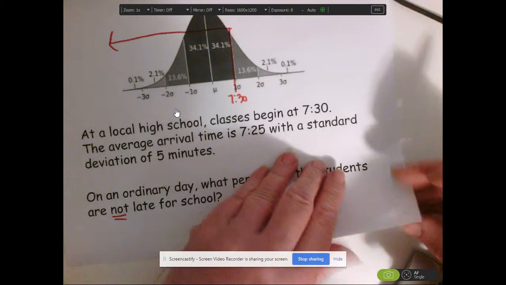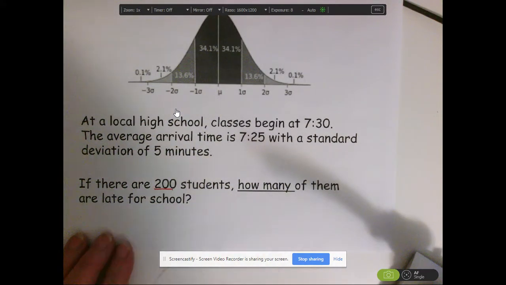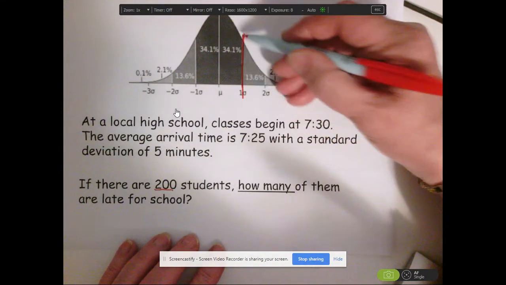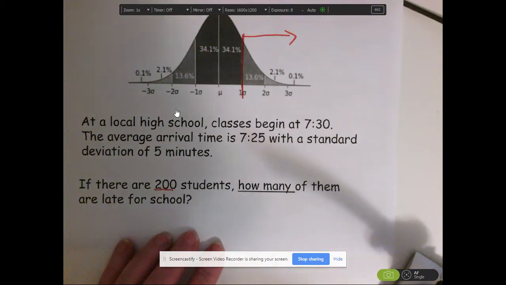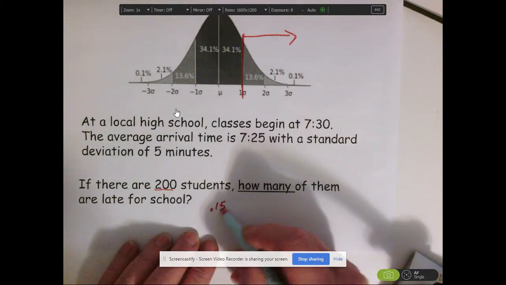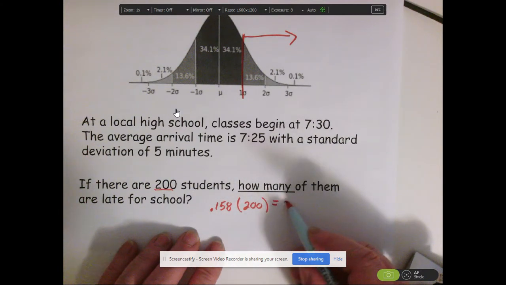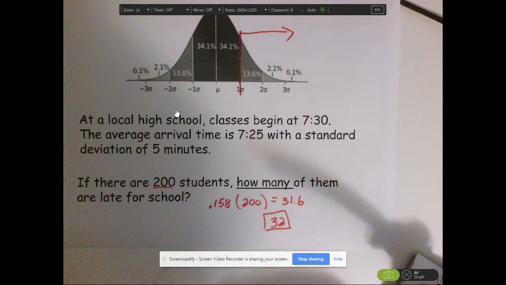And the last way that we could ask a question would be to give you a little bit more information and tell you that there are 200 students. How many of them are late for school? Well, again, this here is 7:30. This is when school begins. Any student arriving over here would be late for school. So we know that this is 15.8%. Let's change that to a decimal and then multiply it by 200. And you would get 31.6 or 32 students would be late for school on any given day. When we're talking about people, we're still going to use just normal rounding rules. So we will round up to 32.